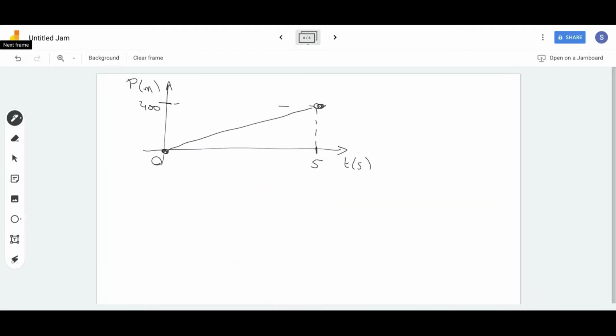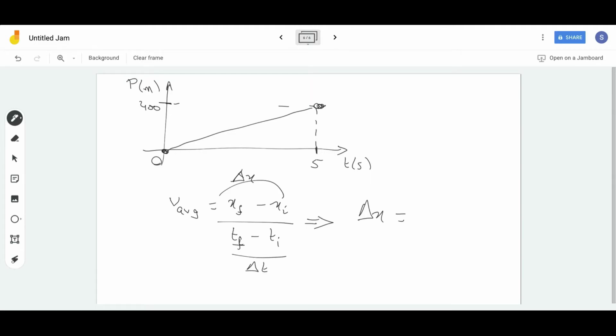If you go back to your original formula for V average, which is xf minus xi over tf minus ti, I can rearrange it, where this is delta x and this is delta t, to say that delta x equals delta t times V average. Now my V average here is, again, delta t times half of Vf plus Vi, close parenthesis.